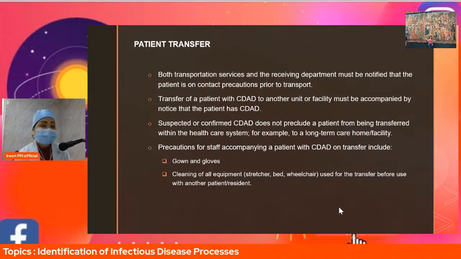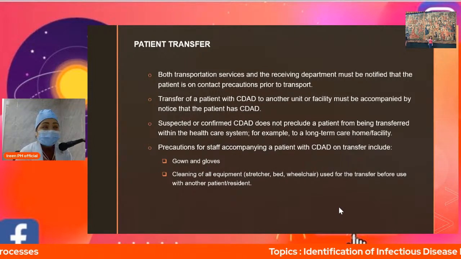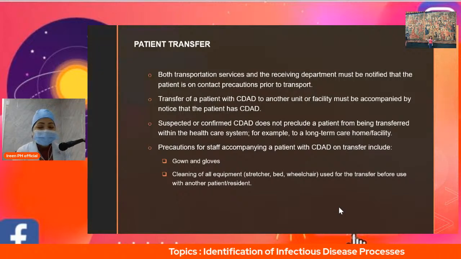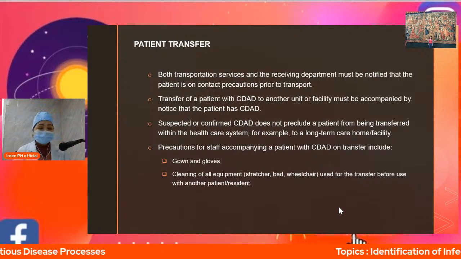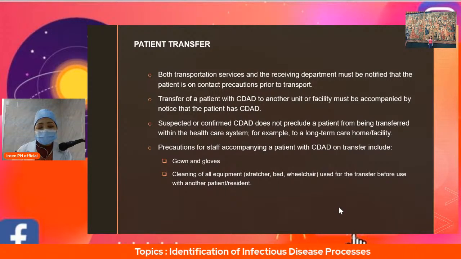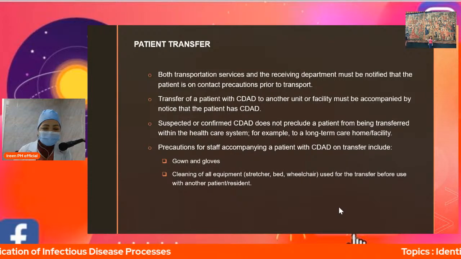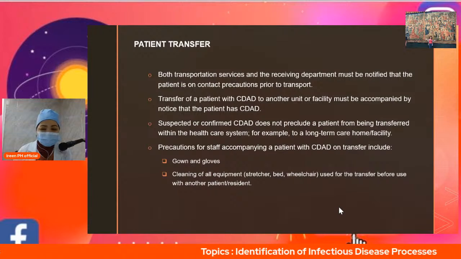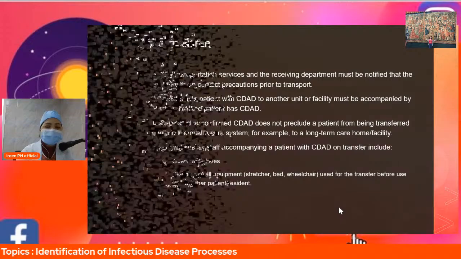The contact, droplet and airborne precautions, the CDA. What is the contact color-coded? Green. Droplet, red. Airborne, blue. Okay. Acronym, CDA: contact, droplet, airborne. And then precautions to accompany a patient with CDAD in transit include gown and gloves, and cleaning of all equipment, stretcher, bed, wheelchair used for the transfer before use with another patient or resident.